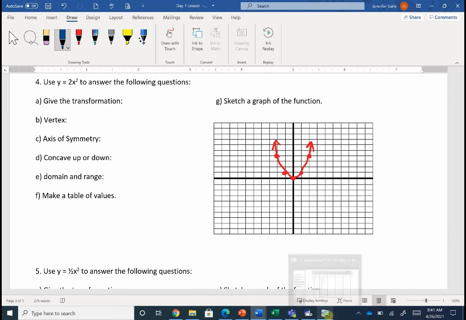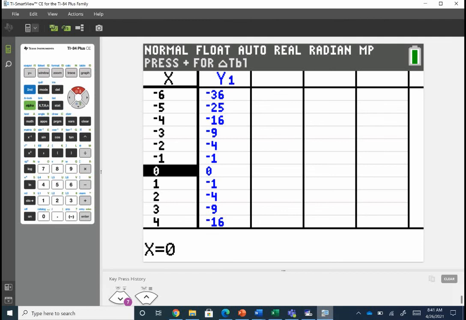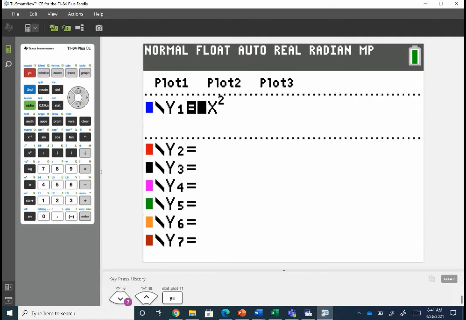So let's go to our calculator. And we'll go to our y equals. And what you can do on this one, guys, put your cursor right on that negative sign and just type a 2 on it. If you start it all back over, that's okay. 2x squared. No big deal.